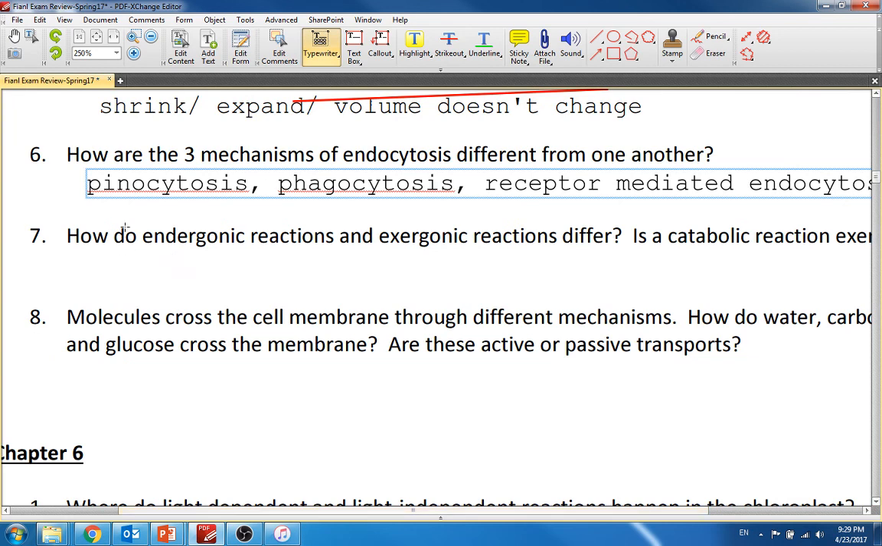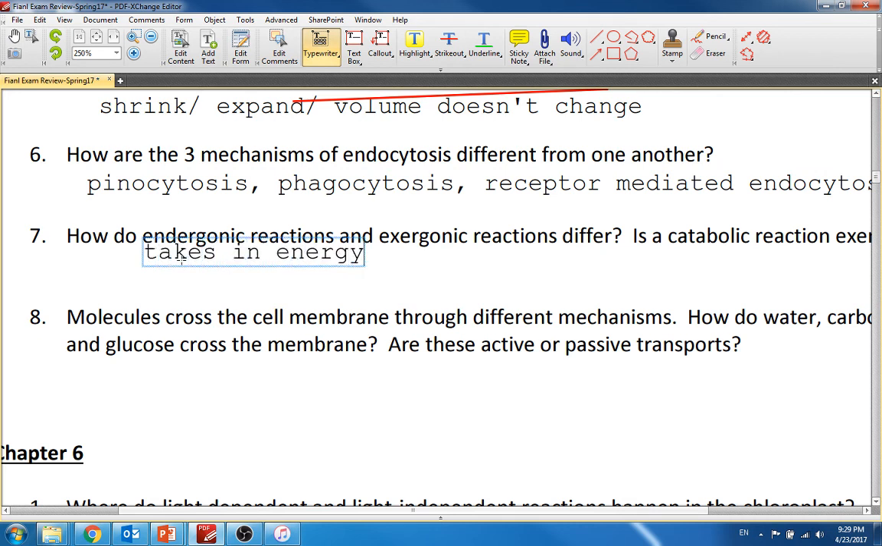Number 7, how do endergonic reactions and exergonic reactions differ? Endergonic reactions means that for the chemical reaction to take place, it needs some energy input. It absorbs energy. Exergonic reactions release energy that can be used for other activities in the cell.